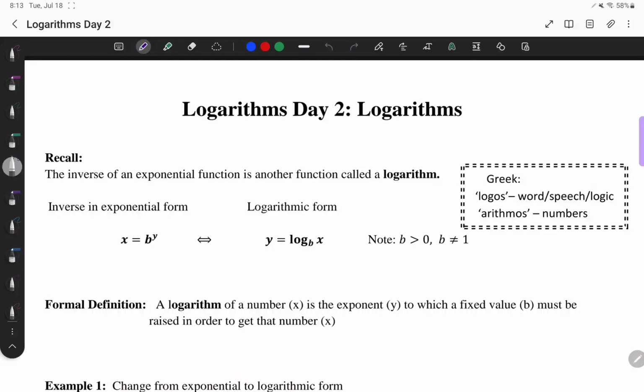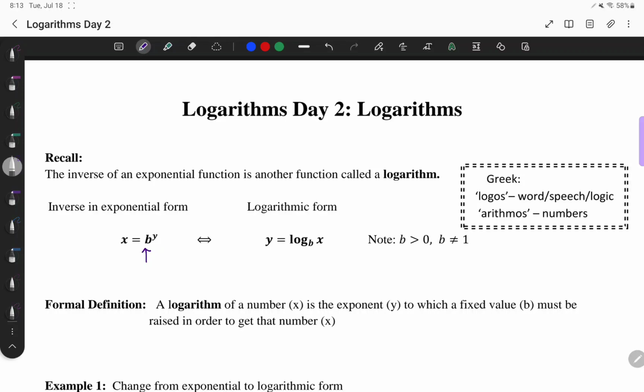Today we're going to look at the inverse of an exponential function, which is another function called a logarithm. As a quick reminder, looking at something in exponential form, we have a base b being raised to a power y, and that is equal to something, we'll say x.